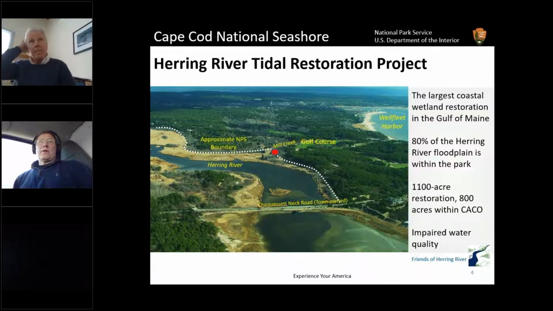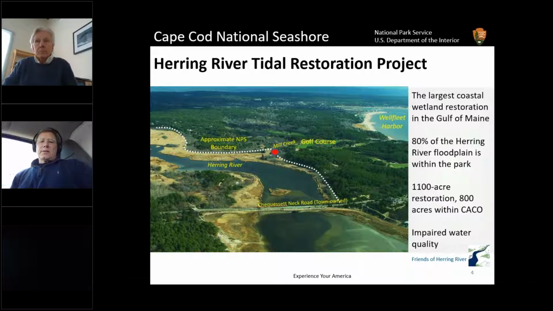So one of the projects we have going on that's been in development from a collaborative perspective over the course of the last decade is the Herring River Tidal Restoration Project. It's a significant project that's seeking to restore the Herring River, which is an impaired water quality resource as defined by the Water Quality Act. It's currently impaired for several different factors. Fecal coliform bacteria is one of them. There's also some heavy metals present from sulfuric acid leaching. It's taking place at an advanced rate.